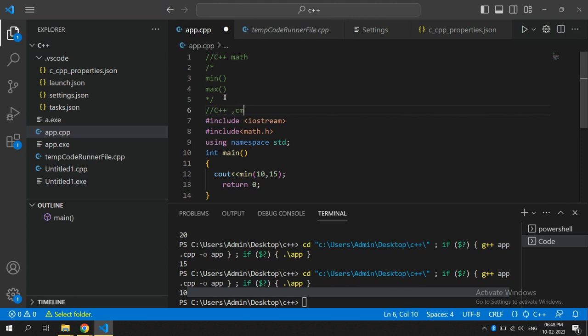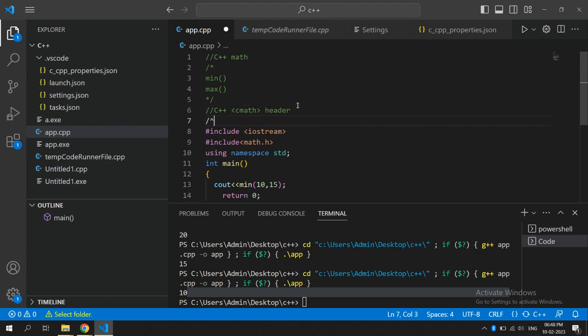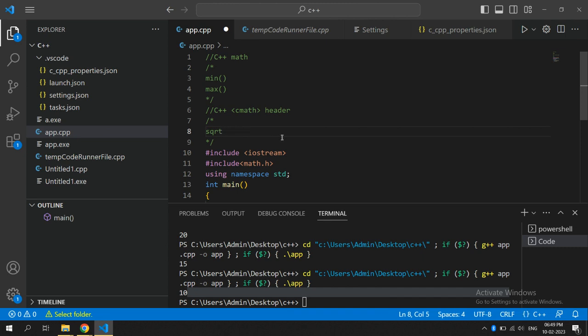Okay, we also have cmath. What is this cmath now? cmath is also a header file, and this cmath helps us to use operations such as square root. SQRT, square root, is nothing but finding the square root of a number. So when I try to use the square root of 4, the answer will be 2. In order to use these functions, we need to use the cmath header file.